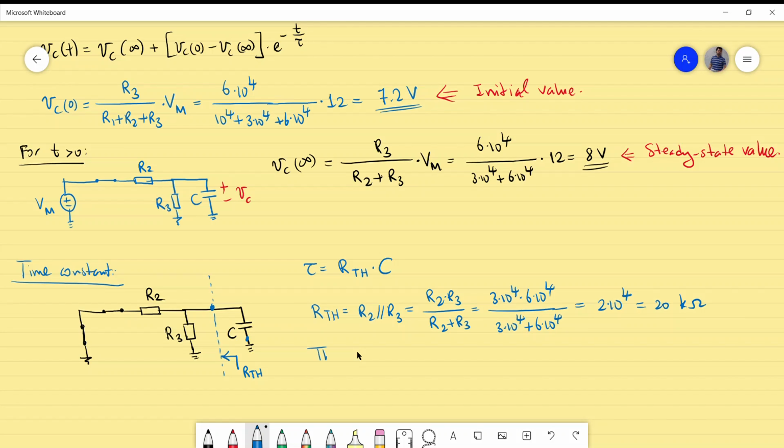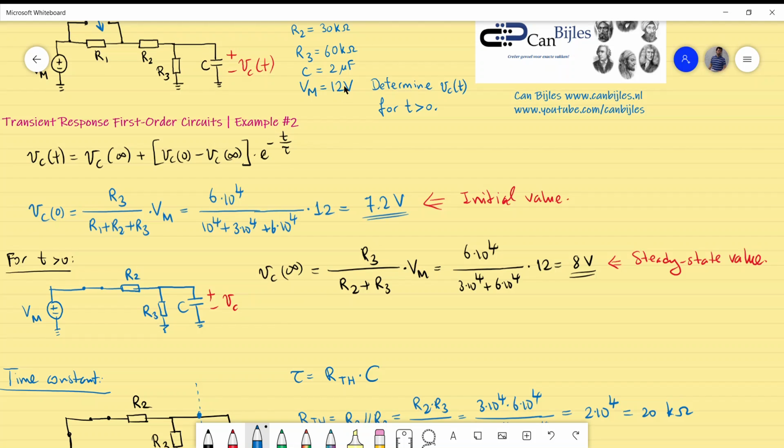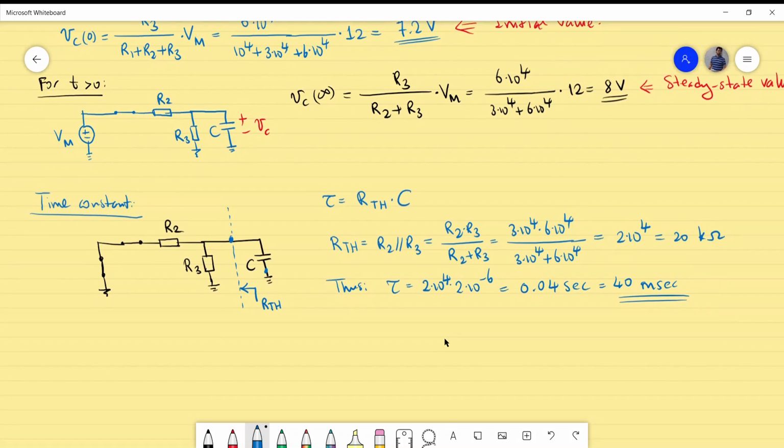So this tau will be 2 times 10 to the power 4 times, what's the capacitor value? The capacitor value was already given, that was 2 microfarads. So I will use that also. And what I get is 0.04 seconds, and that will be 40 milliseconds. Okay, and that's actually for the third and the last part of the formula.